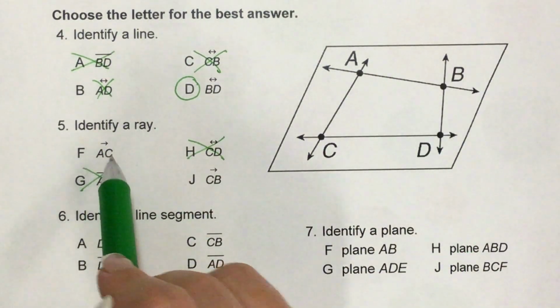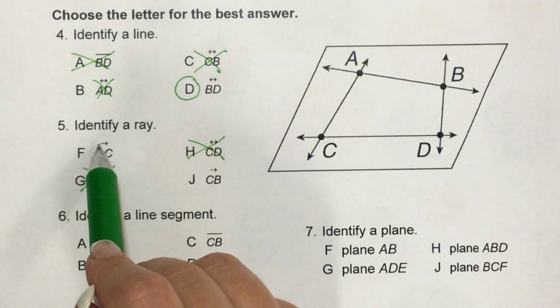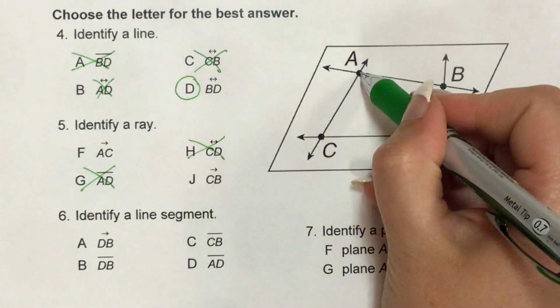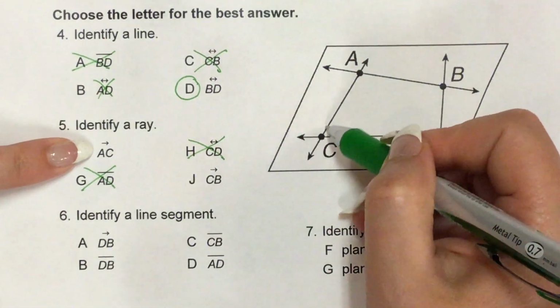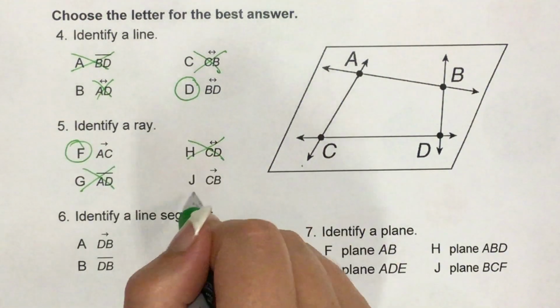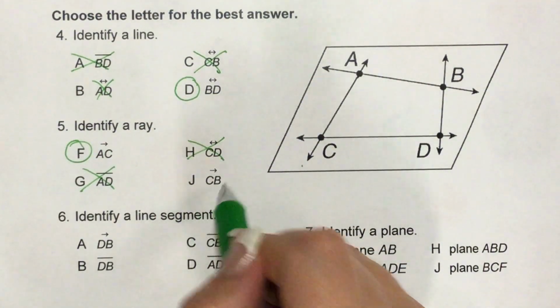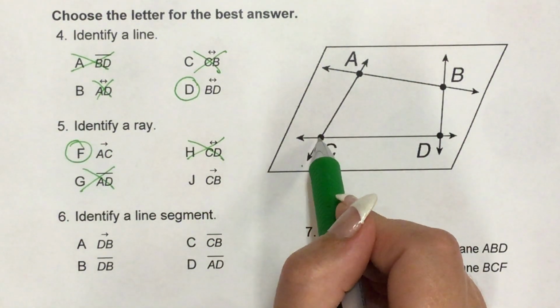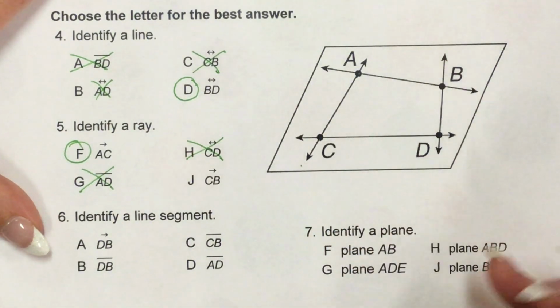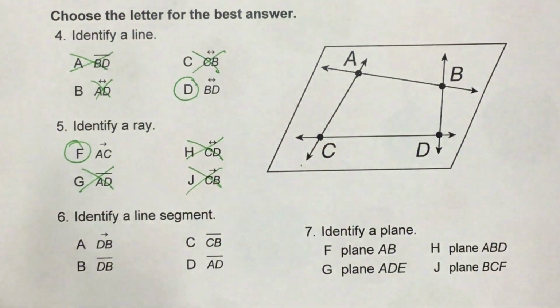Let's look at AC. So this shows that the endpoint is on A. Okay, is there an endpoint that could be on A? Yes, and it says it goes in the direction of C. So that is definitely a possibility. Let's look at J, CB. So it's saying C is the endpoint, and it goes forever and ever in the direction of B, but there is no line there, so that one is out as well. So boom, if you got F, great job.